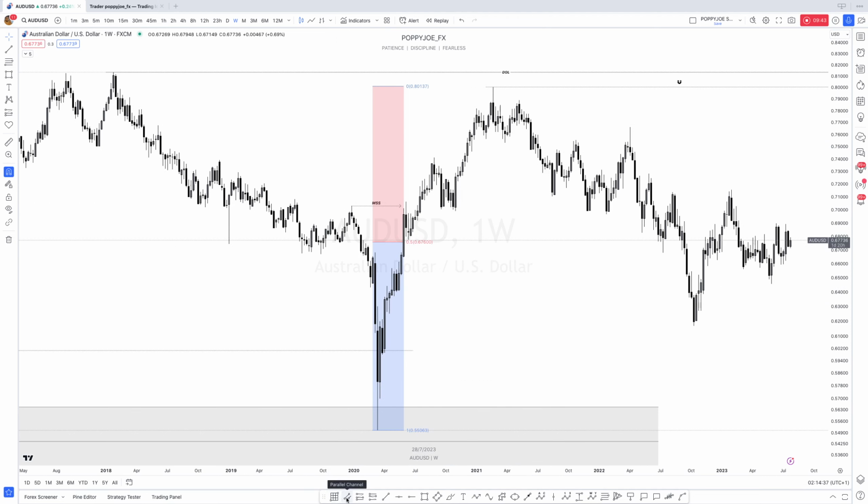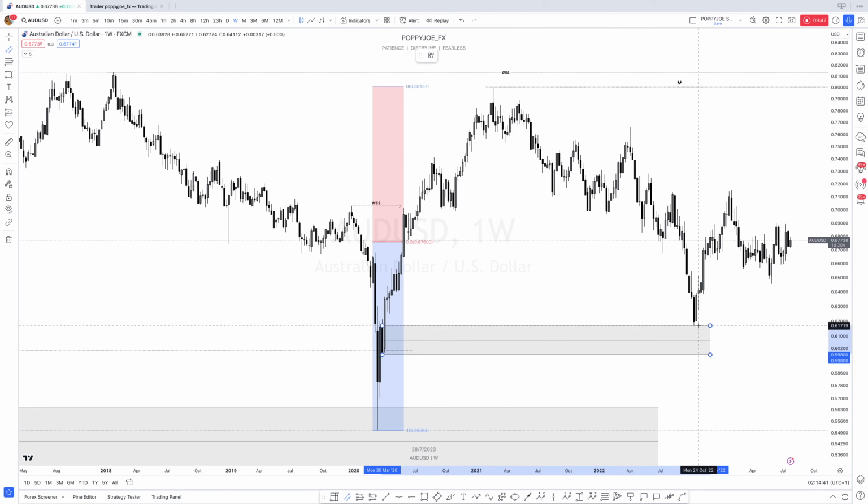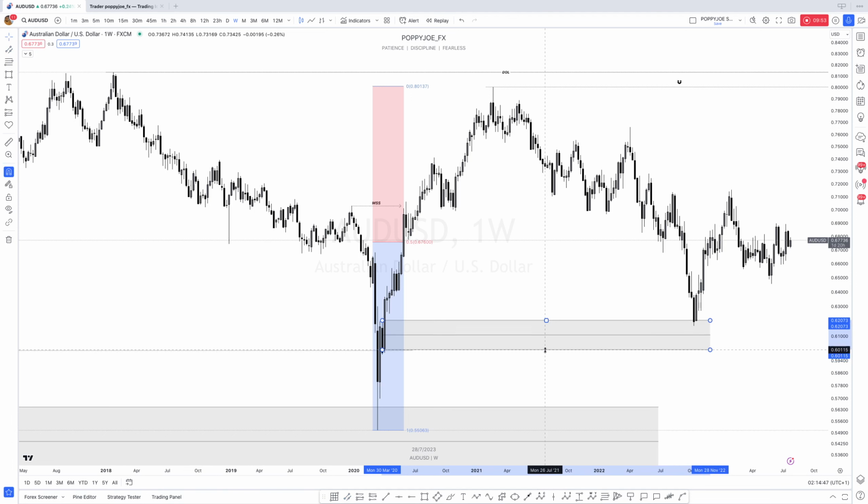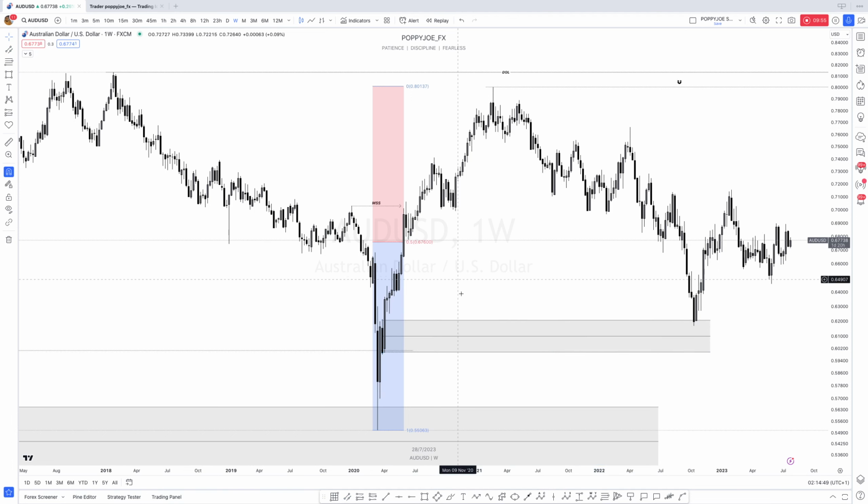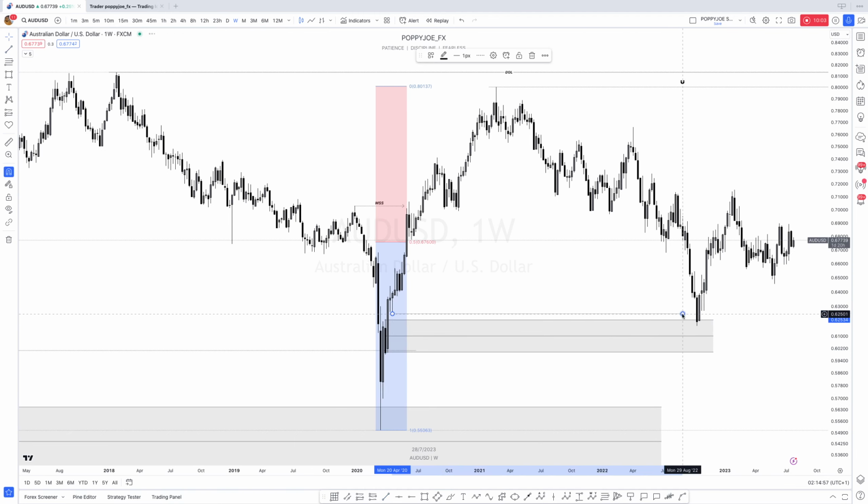Now let's start marking out interesting zones. This is a demand zone. Okay, this is a demand zone, obviously, that has a lot of interesting data for us to be precise. And then we have this low here as a sell side liquidity.